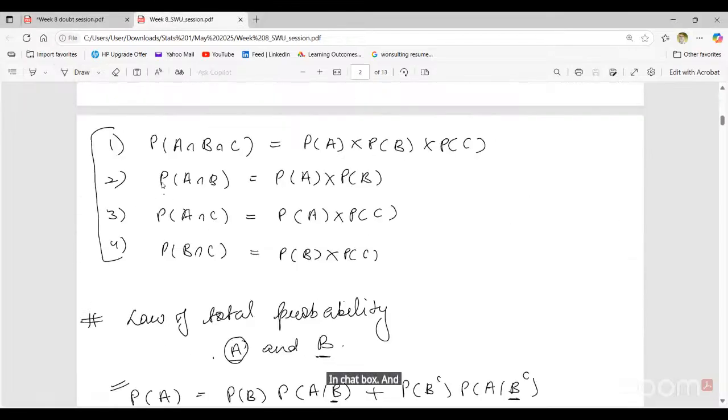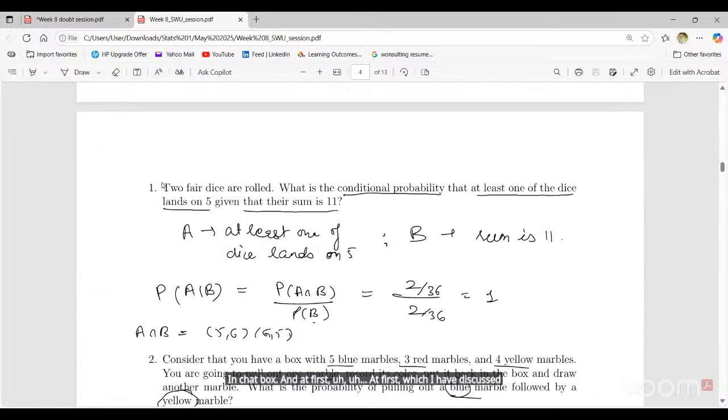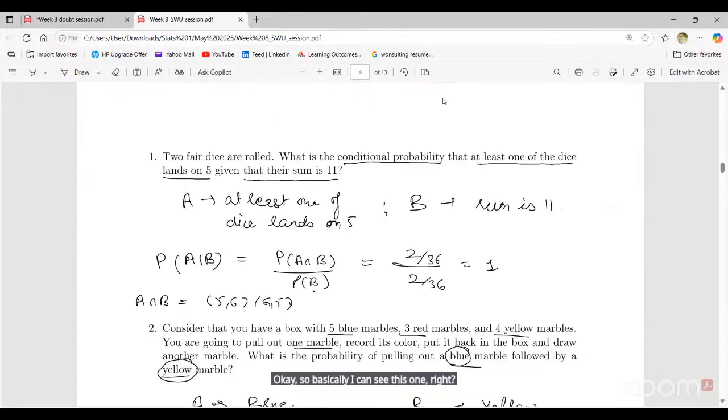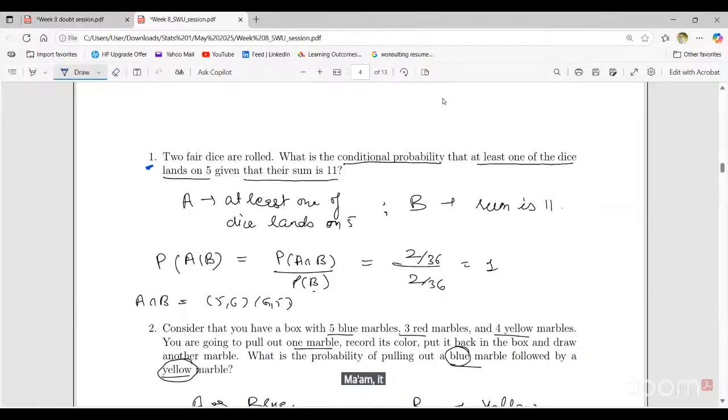Okay, so basically we can see the first question, from activity 8.3. This is the conditional thing. It asks: two fair dice are used. What is the conditional probability that at least one of the dice lands on 5, given that the sum is 11? So there are two events, A and B. A is at least one of the dice lands on 5, and B is the sum is 11. Correct? I have two events, right?